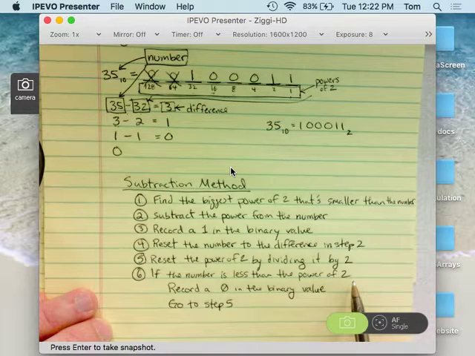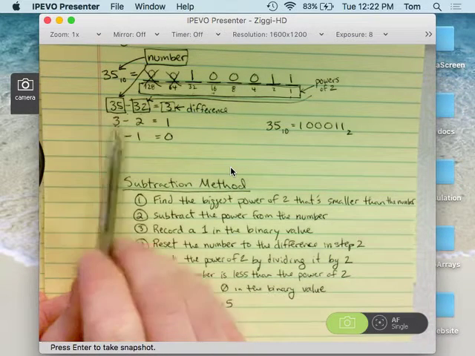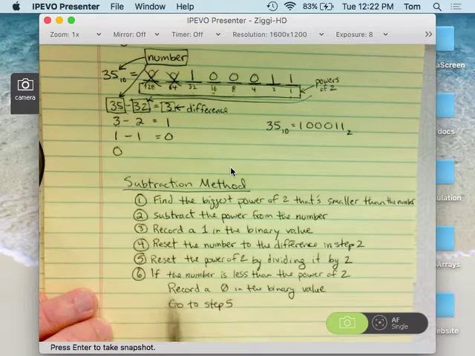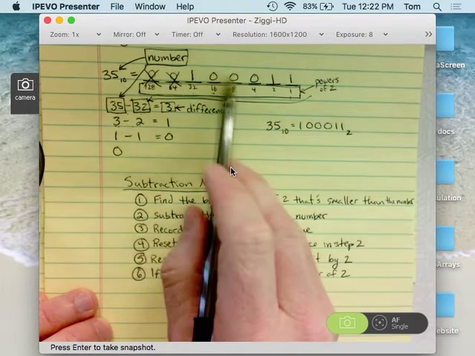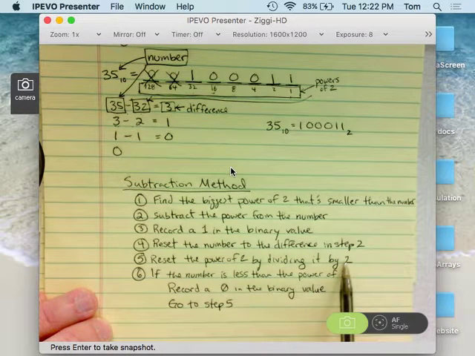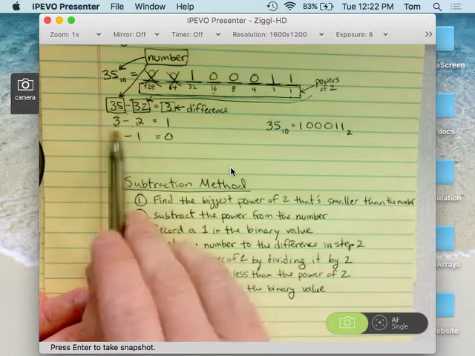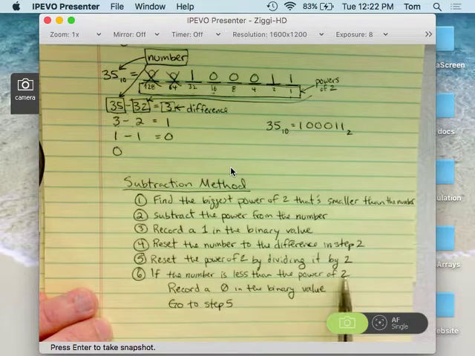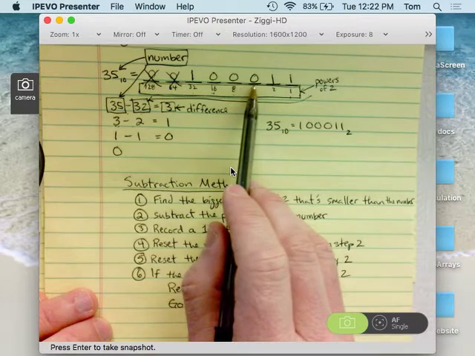Okay? Well, 3 is less than 8. You following that? 3 is less than 8. So record a 0 in the binary value. Put a 0 up here. Go up to step 5. Reset the power of 2 by dividing it by 2. 8 divided by 2 is 4. If the number, which is 3, is less than the power of 2, which is 4, that's true. Record a 0 in the binary value. That's my 0 right there.